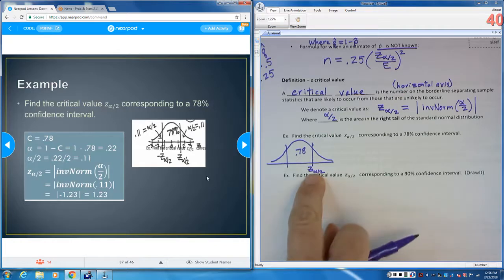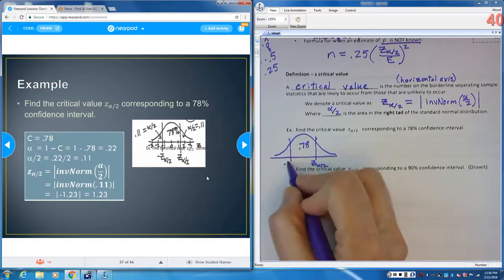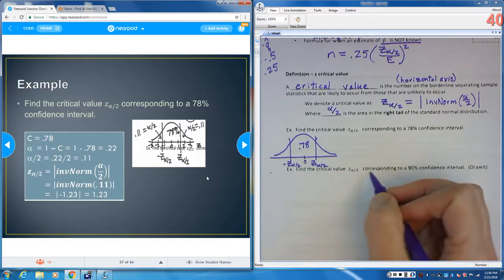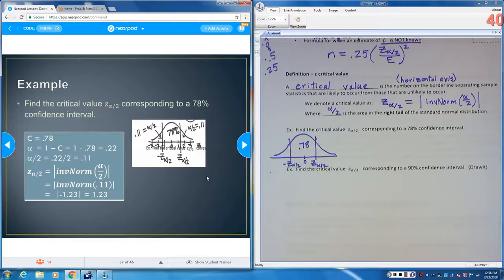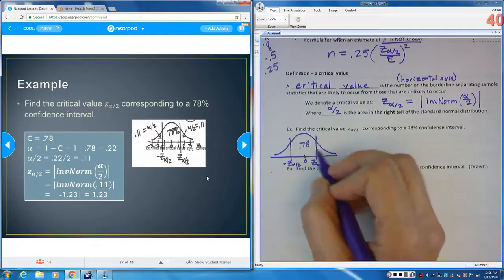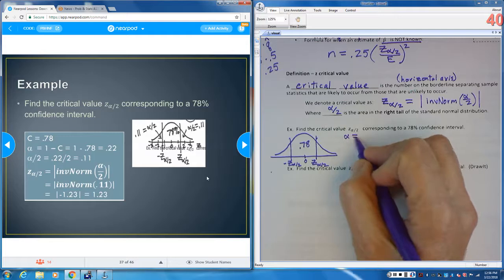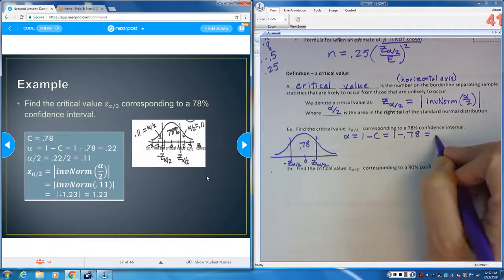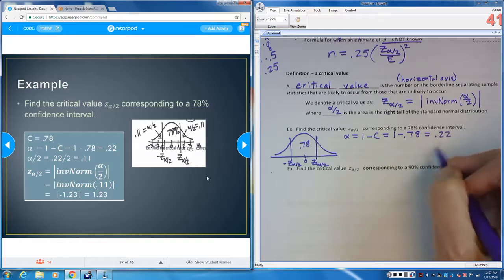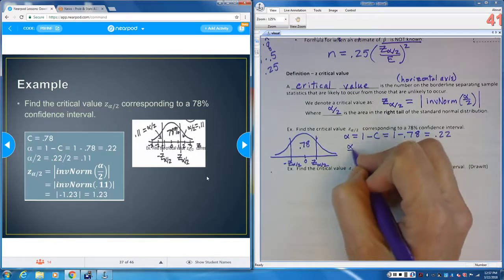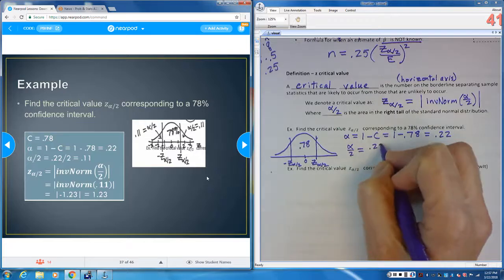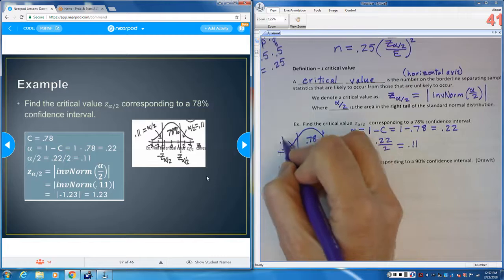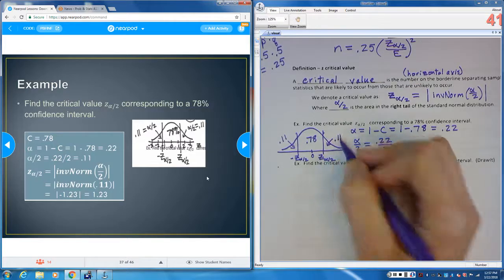So how do we find this z? This will be negative z alpha over 2, because z's are symmetrical: negative to the left of the mean, positive to the right of the mean. So we need to find the area in the two tails. That's alpha, which is 1 minus c. 1 minus 0.78 is 0.22. And then we divide that by 2. 0.22 divided by 2 is 0.11. So we have 0.11 here, and we have 0.11 here.